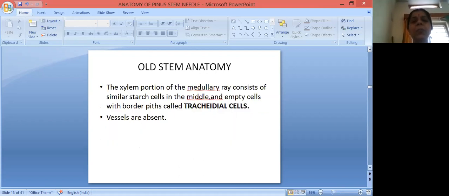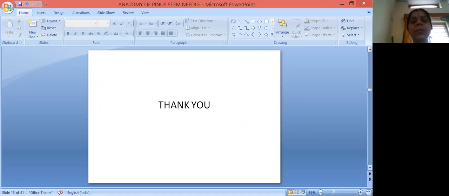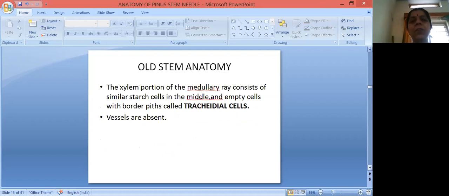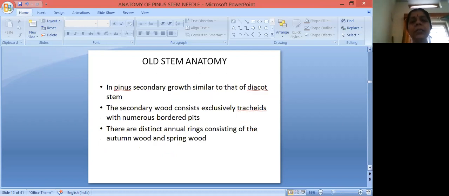Now, the xylem portion of the medullary ray consists of similar starch cells in the middle, and empty cells with border pits are called tracheid cells. Overall, we have to remember that in the xylem, vessels are absent. So, coming to this topic, here mainly we have to concentrate on the young stem anatomy.